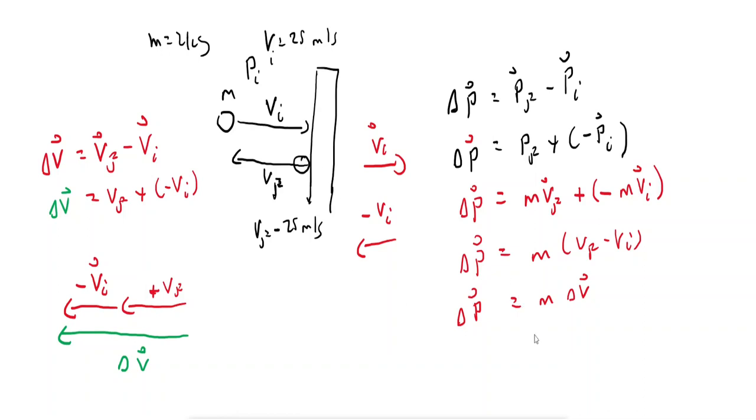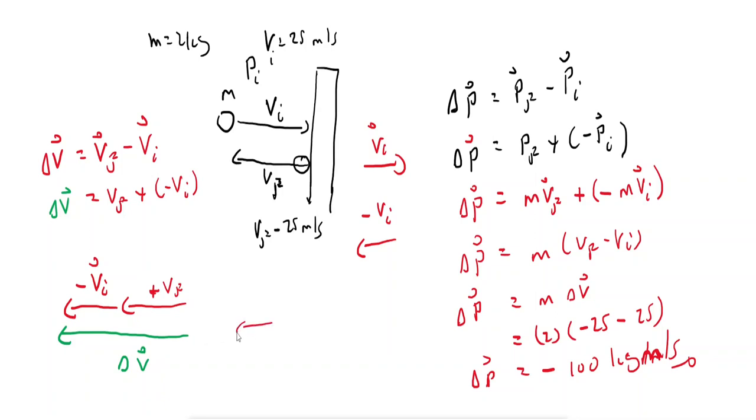So for instance, using this example, the mass is going to be 2, V final is going to be minus 25, and V initial is going to be 25. So basically, you have minus 50 times 2, which is going to be minus 100 kilogram meters per second. This is basically the direction. You can see that the direction of change in V is minus, it's going that way. The change in momentum is in the same direction, and the change in V is also in the same direction.